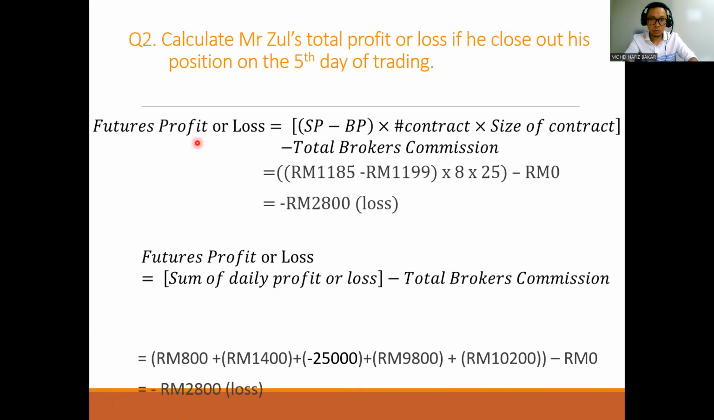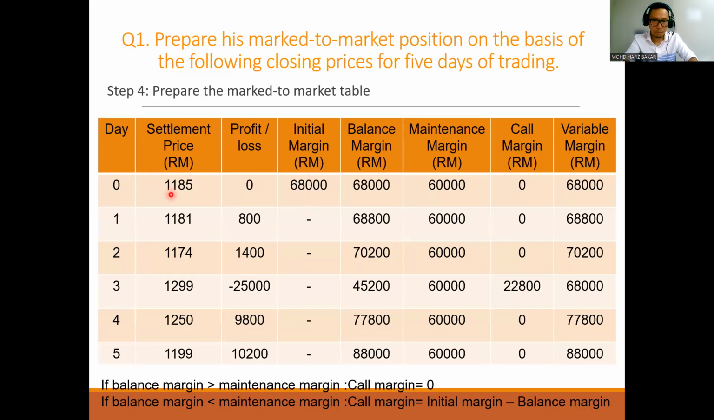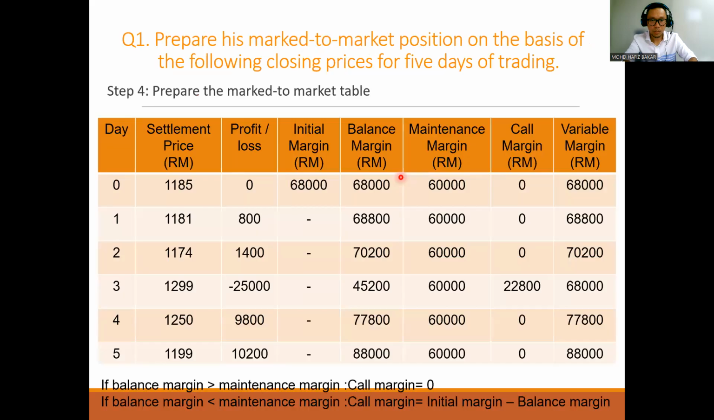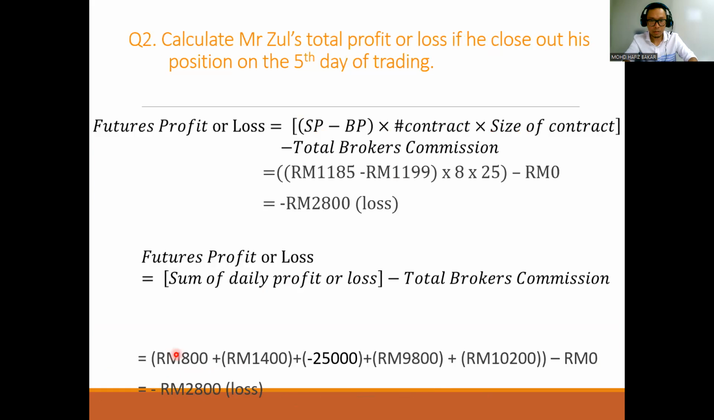Alright. So how about the future profit or loss? Okay, selling price minus the buying price times number of contracts times price of a tick minus total broker commission. So selling price is 1185. 1185 minus 1199. So this is the last daily price lah. The number 5 times 8 times 25 minus the broker's commission is 0. Dia tak ada broker's commission. So 2,800 loss. Okay, 2,800 loss.